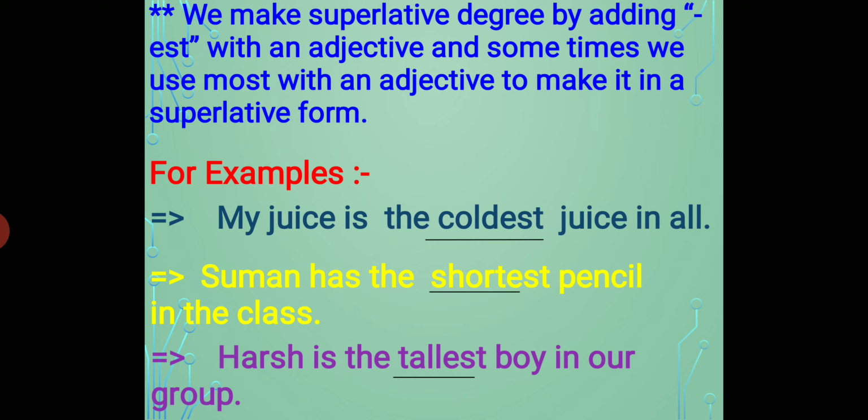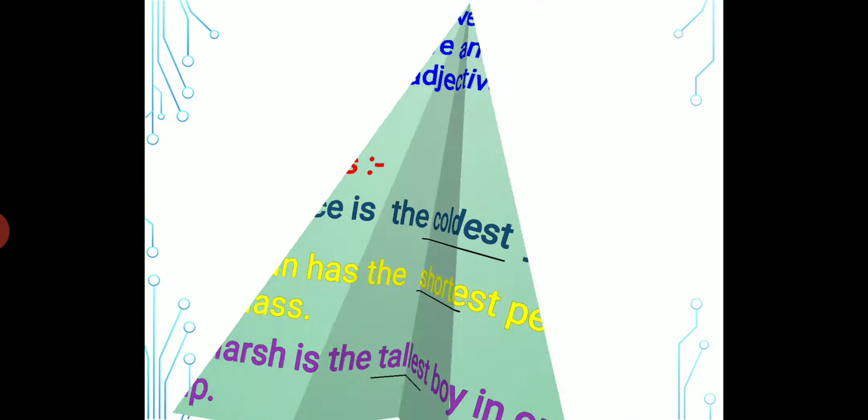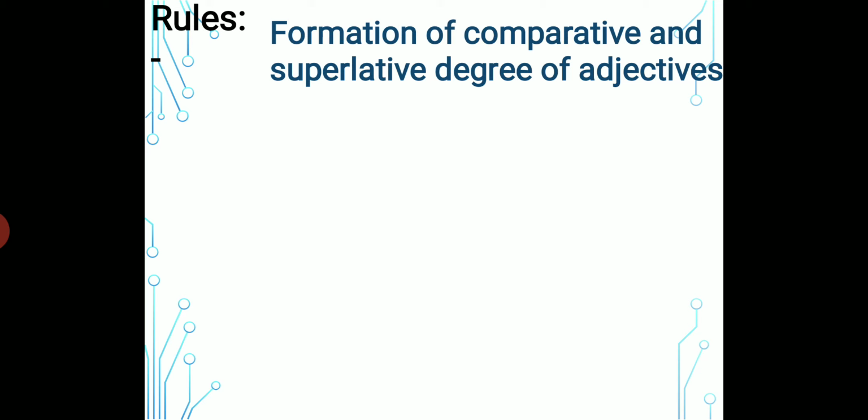But today, what are we going to learn? Rules. What are the rules? Formation of comparative and superlative degree of the adjectives. How to form the comparative degree and superlative degree, we will learn here with some rules.